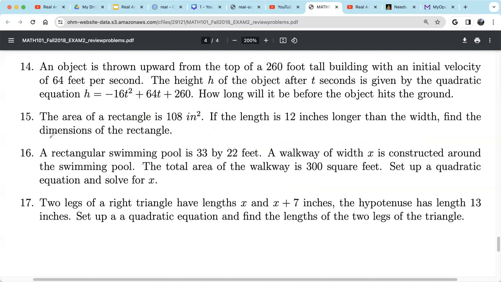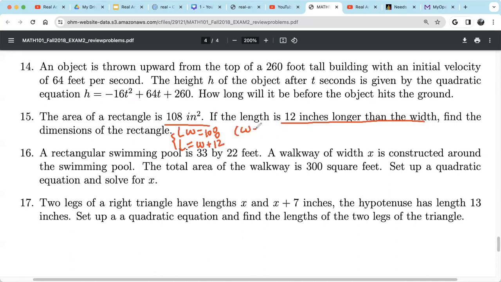That's 14. Now let's look at 15. The area of a rectangle is given. So if the length is 12 inches longer than the width, well, let's see. The area of a rectangle is length times width, right? That's 108. And the second one is saying the length is 12 inches longer than the width, which is W plus 12. So we have this system of equations. L equals W plus 12. So we substitute into the first equation.